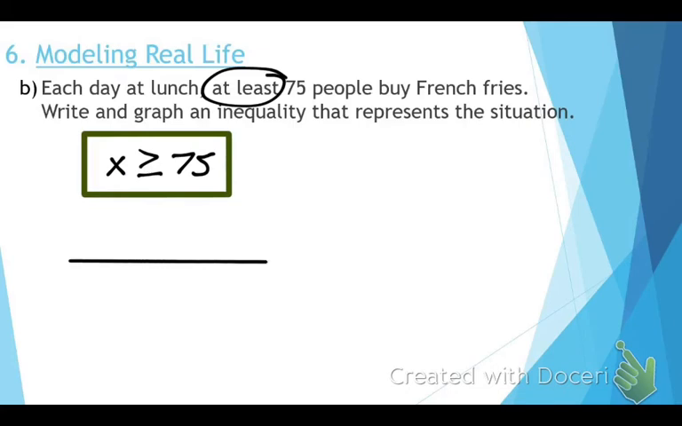All right, what number goes in the middle of our graph? 75. What's one smaller? 74. One bigger? 76. Open or closed? Closed. Arrow to the right or the left? Right. Oh, I'm smart. Let's go.